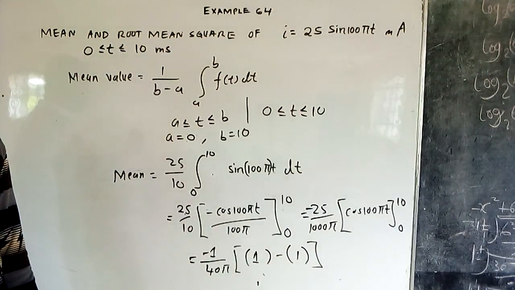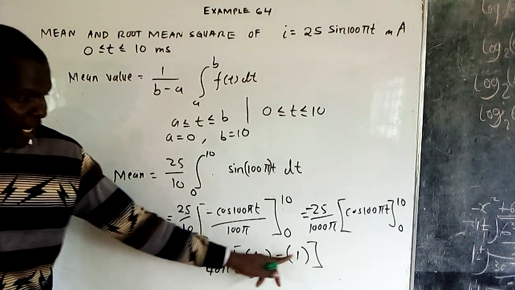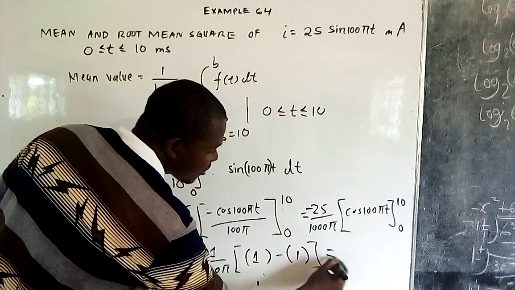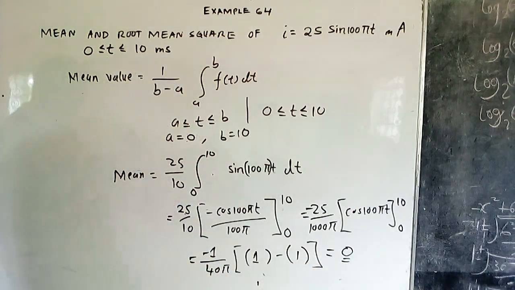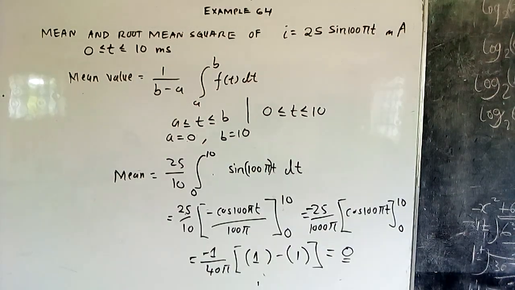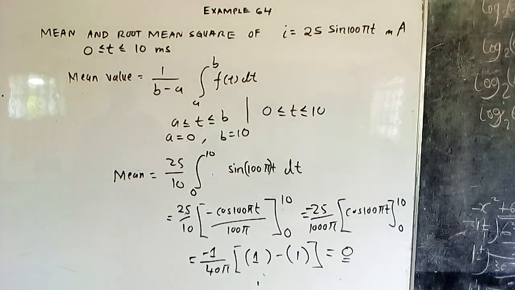So you get the mean value to be 0. So this is 1 minus 1. That is 0. 0 times anything is 0. Are we together there? You have cos 1000 pi is 1, cos 0 is 1. That is, mean value is 0. Are we together? So can we now go to the root mean square value?